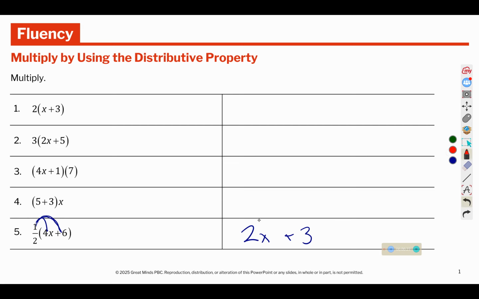These are not like terms. This is a variable term and this is a constant term, so we cannot combine them.